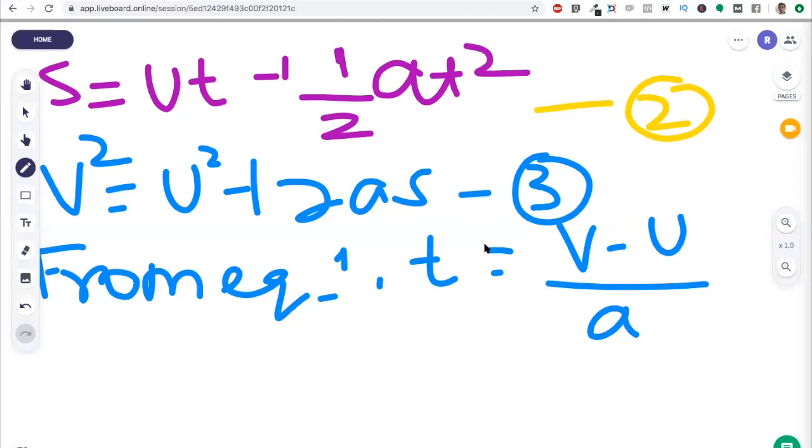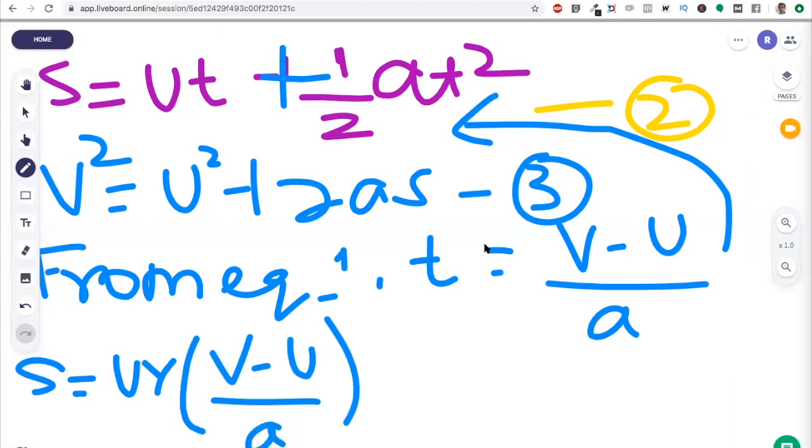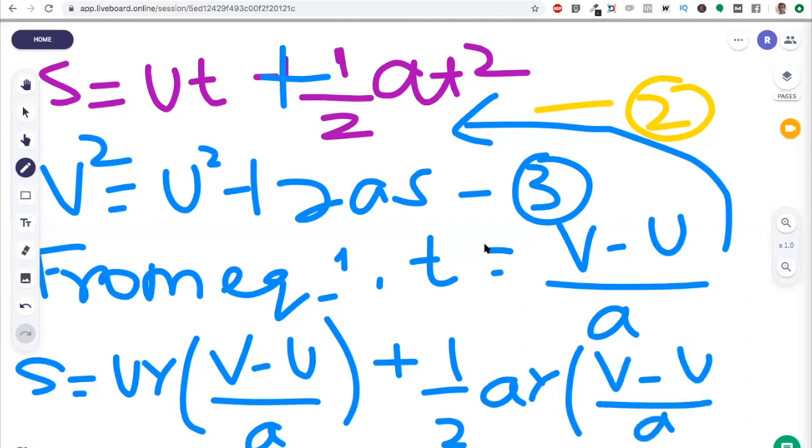Then we are putting this time in s equal to ut plus half at square. So please everyone start doing it with me. Please put t is equal to v minus u upon a in s equal to ut plus half at square. Let's see what we are getting. So s comes out to be u into t, which is v minus u upon a, plus half into a into t square. So t square comes out to be v minus u upon a whole square. So u into v minus u upon a plus half a into v minus u upon a whole square.